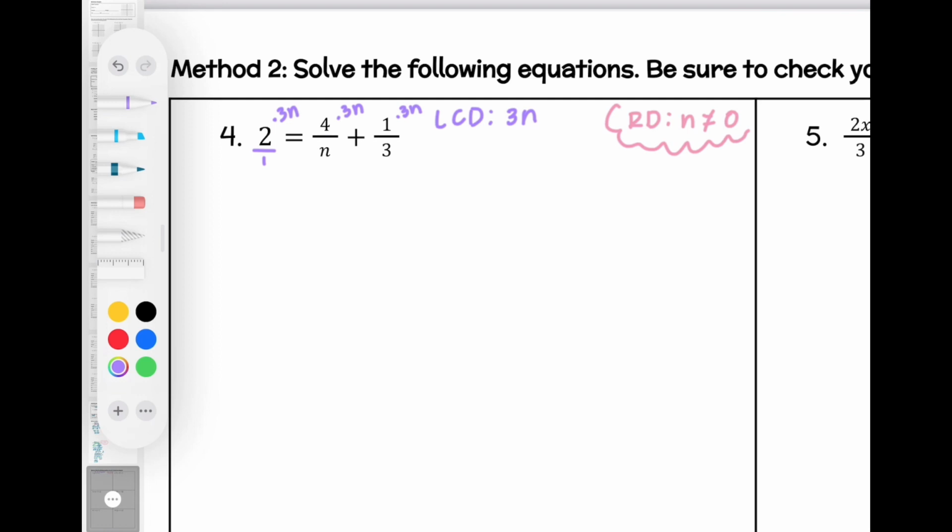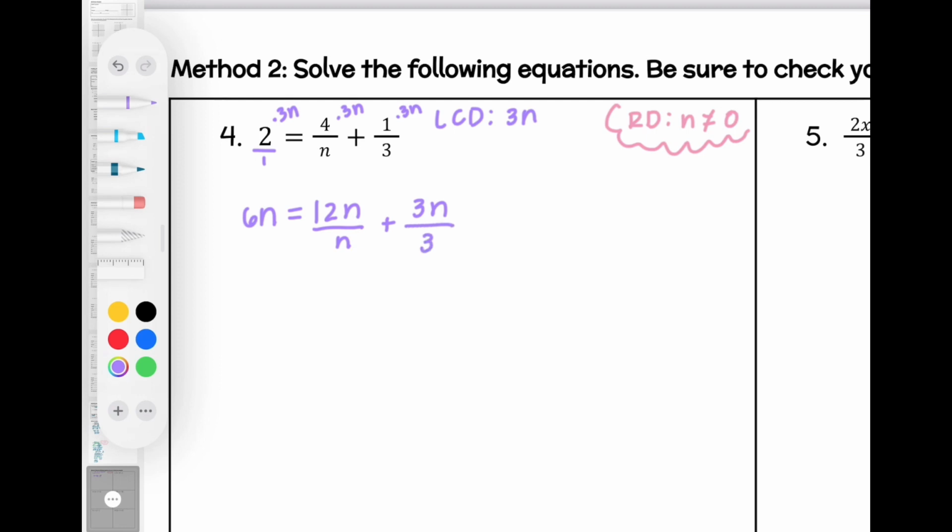And I'm going to write it out as 2 times 3n is 6n equals, and then we have 3 times 4, which would be 12n, and then we still have it over n, plus 3 times 1 is 3n over 3.